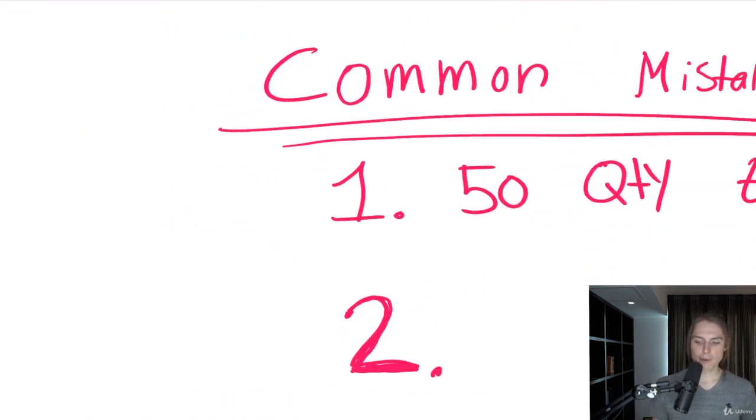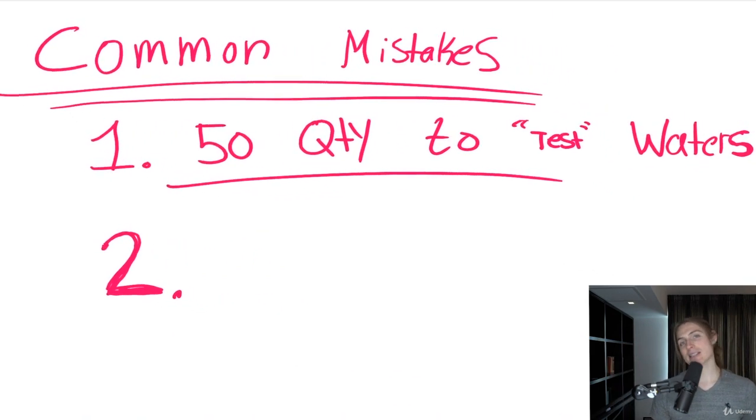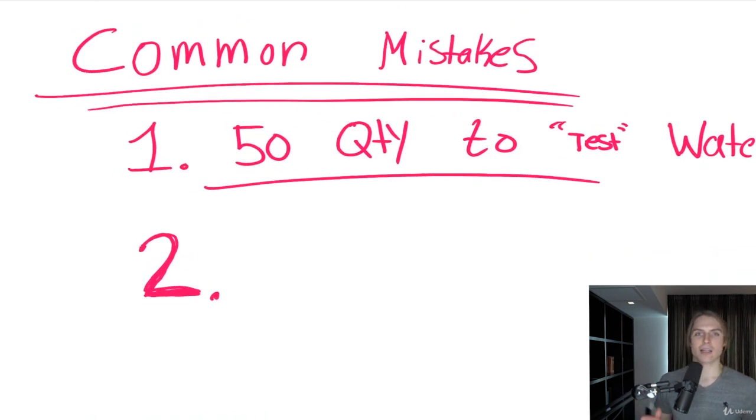So that's the next problem that people run into. A lot of the time they just want to buy 50 to test the market and see if this is a good idea. Amazon is not a place to go test ideas. The way that you're successful on Amazon is you do thorough, in-depth research. You find an unsolved customer need, and then you go in there and you fill it.